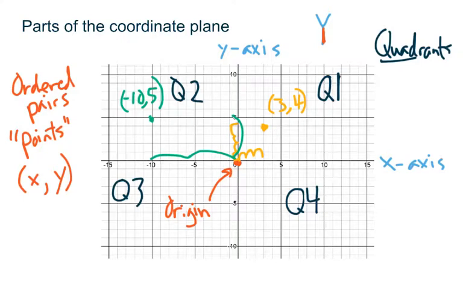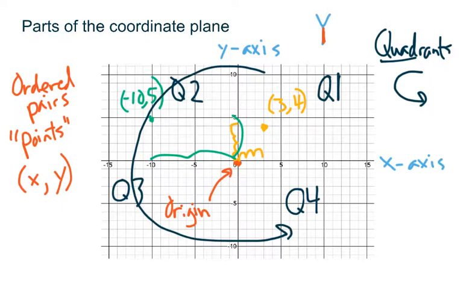Now, in order to figure out how to count these quadrants, you make a big C. And that's sort of how we start. So we start up here at 1, and then we work our way down like that. And so this is how we go from 1, 2, 3, and 4 by making a big C.